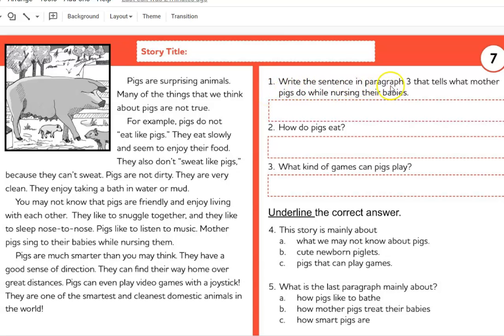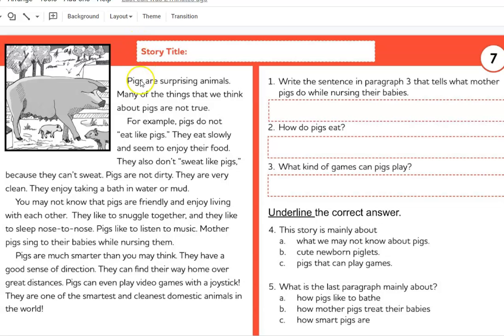So number 1, write the sentence in paragraph 3 that tells what mother pigs do while nursing their babies. So I'm going to need to pay close attention when I get to paragraph 3. Number 2, how do pigs eat? Number 3, what kind of games can pigs play? Number 4, we're going to underline the correct answer. So here are 2 main idea questions. This story is mainly about, right? There's that key word, mainly about. And number 5, what is the last paragraph mainly about? So for question 4, they want to know what the whole passage is about. And for number 5, just the last paragraph. So let's go ahead and read our story.